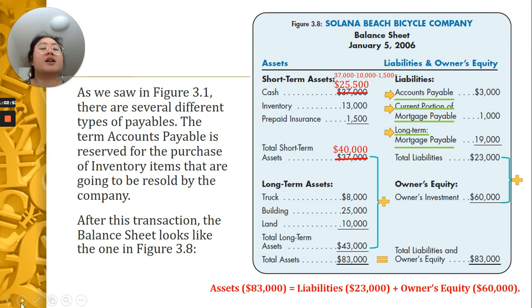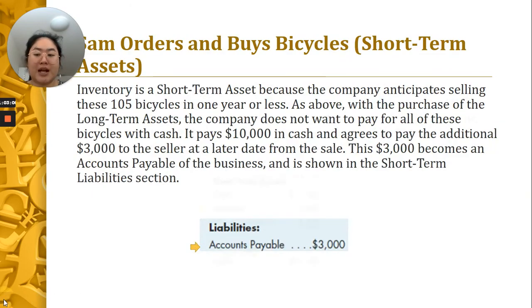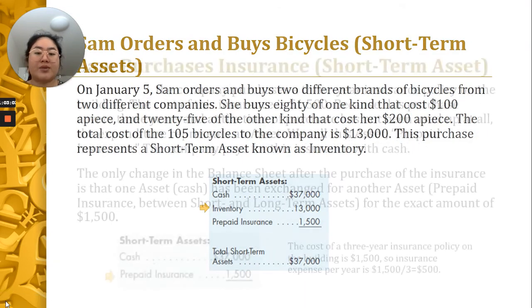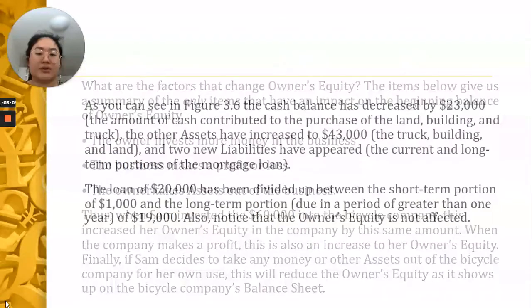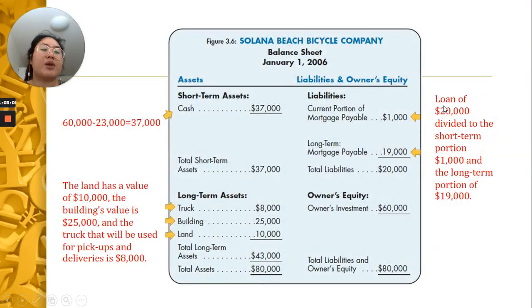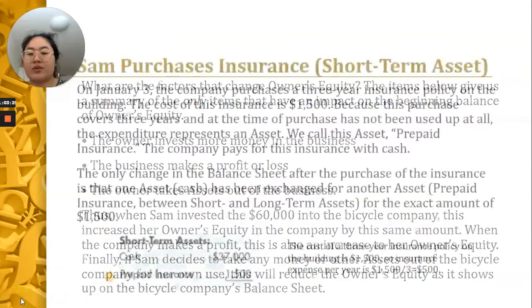So this one is accounts payable 3,000, and the current portion of mortgage payable and long-term mortgage payable. This one comes from the loan of 20,000 over 20 years, so it is divided into 1,000 per year. So this year the short-term portion will be 1,000, but the rest will be the long-term portion of 19,000.